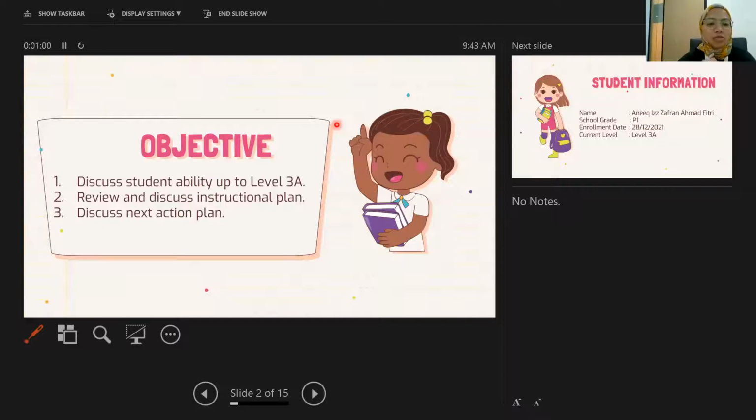Okay. So the objective is that there are 3 points that we want to discuss today. The first one, we want to discuss students' ability up to level 3A. And we would like to review and discuss the instructional plan that has been done up to level 3A. And also we want to discuss the next action plan after understanding the student situation in level 3A.